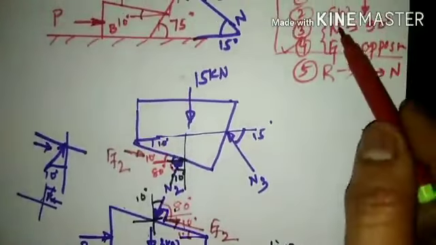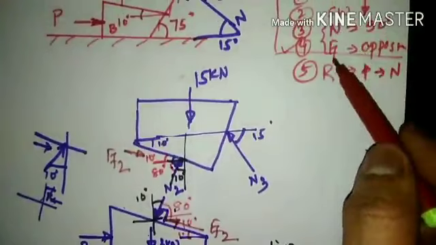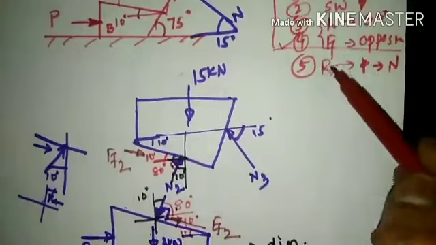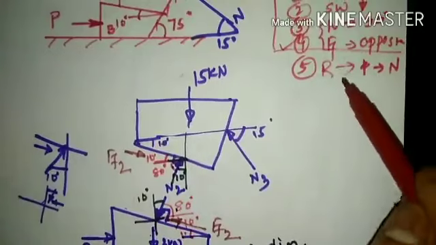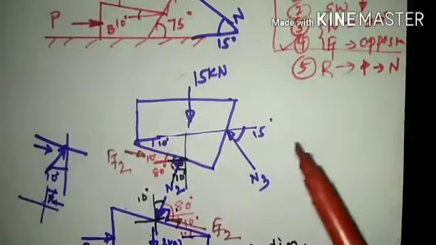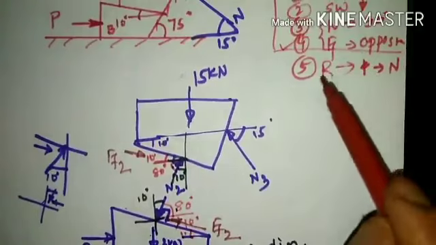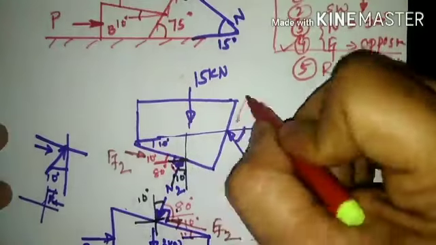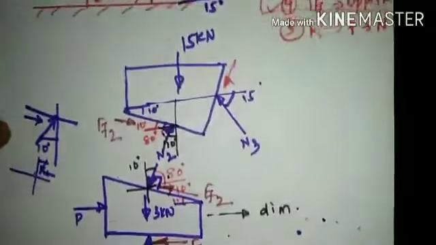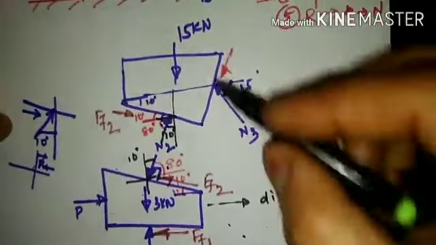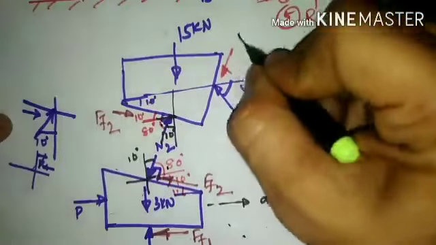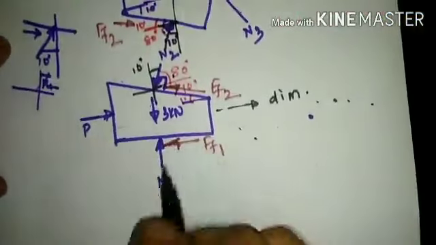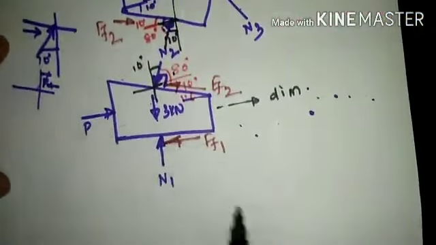Now the next task is to combine the normal reaction and the frictional force. The combination of both forces is called the resultant reaction R, and this resultant reaction R will be in between the frictional force and the normal reaction. As the frictional force here is downward, the resultant will be in between the frictional force, which is F of F3, and the normal reaction. Here the normal reaction is upward, and the frictional force is towards the left hand side.